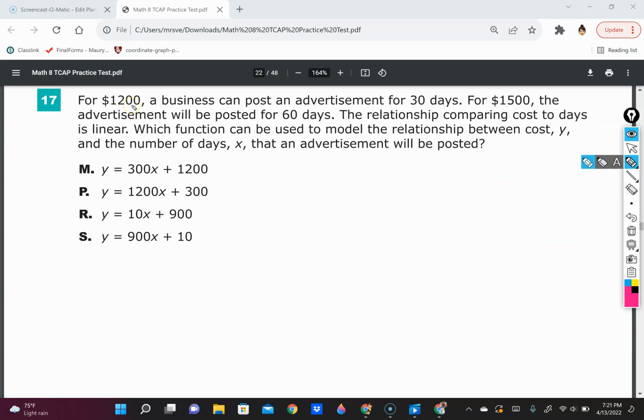Number 17. For $1,200, a business can post an advertisement for 30 days. For $1,500, the advertisement will be posted for 60 days. The relationship comparing cost to days is linear. Which function can be used to model this relationship between the cost, y, and the number of days, x, that the advertisement will be posted? Notice your answer choices are in slope-intercept form.